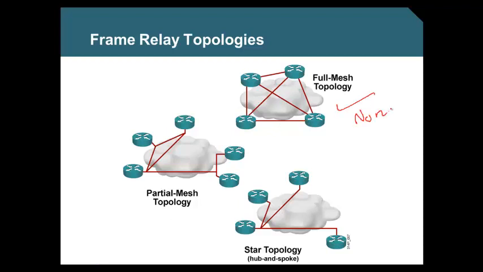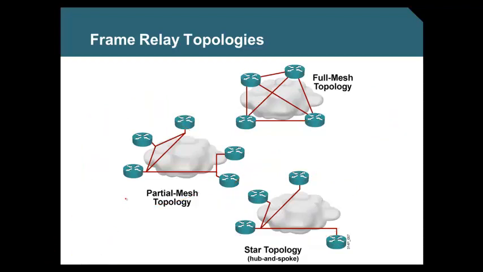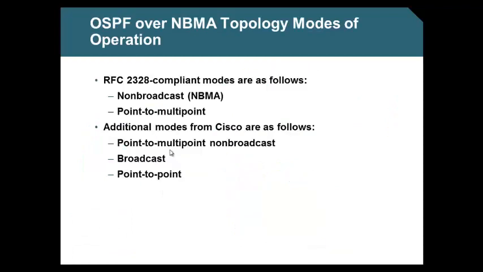But you say, no, I cannot have full mesh. My company never provides it. I just got partial mesh. Or if you say I have only hub and spoke, then don't worry, you have options. These are the options. According to the RFC, there are two options. This is for full mesh, the default mode. This is for partial mesh and hub and spoke.